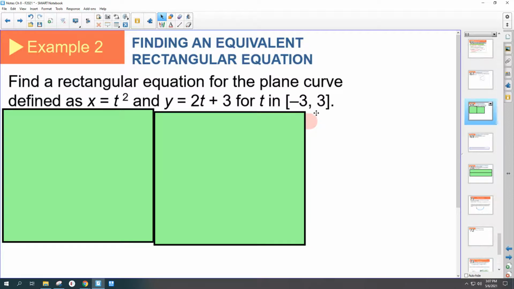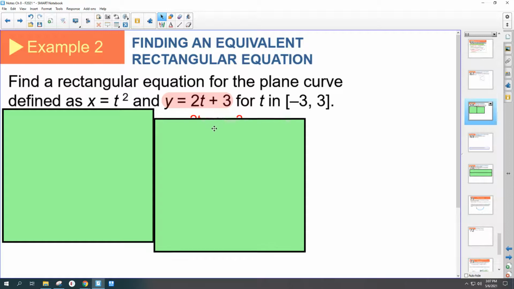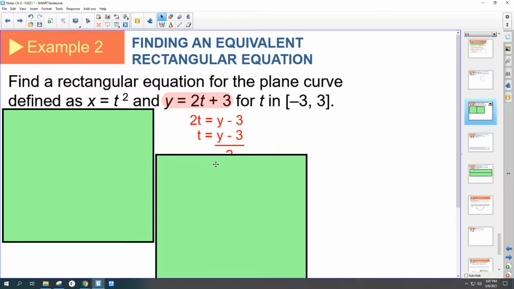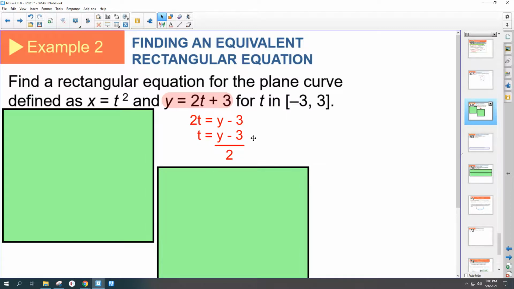Here's what you're going to do. Take one of the two equations. It doesn't really matter which one, but usually one of them's easier. So pick the one that's easier to isolate the t variable. So we're going to isolate t. Let's subtract the 3 over, and then divide by 2, and that's what t equals.